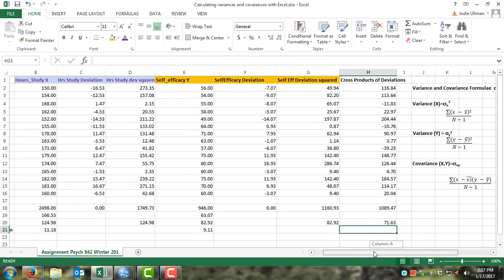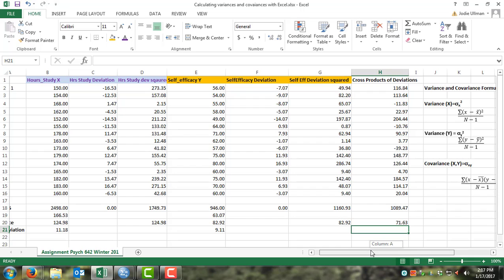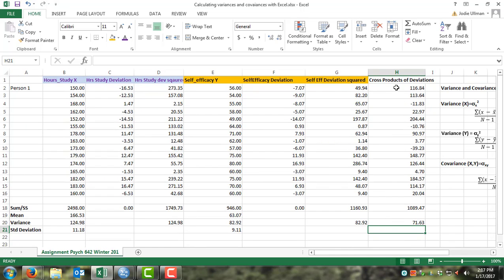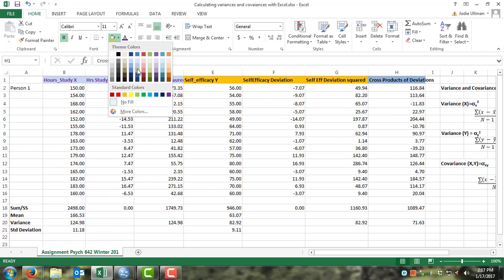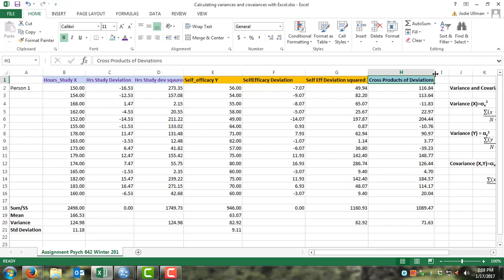So in this little tutorial, I've shown you how to calculate variances and covariances with the built-in functions in Excel, as well as with the conceptual formulas, which I think are important to think about as you're starting out. Just want to get a pretty color to go with that. Okay. In the next tutorial, we'll use this data and calculate correlation, slopes, regression lines, intercepts, and move on from there.